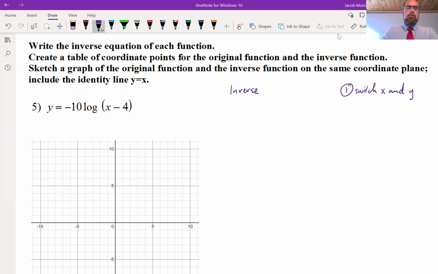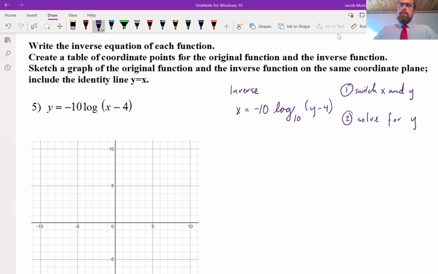So my inverse for this logarithmic function is going to be x instead of y equals -10 times logarithm. I'm going to go ahead and write the base. Whenever you see a logarithm that has no base recorded, the implied base is base 10. So I'll make it visible there. Of the argument then, instead of x, y minus 4. So that's my inverse. Again, to make that graphable, I need to solve for y. So that's my second step.